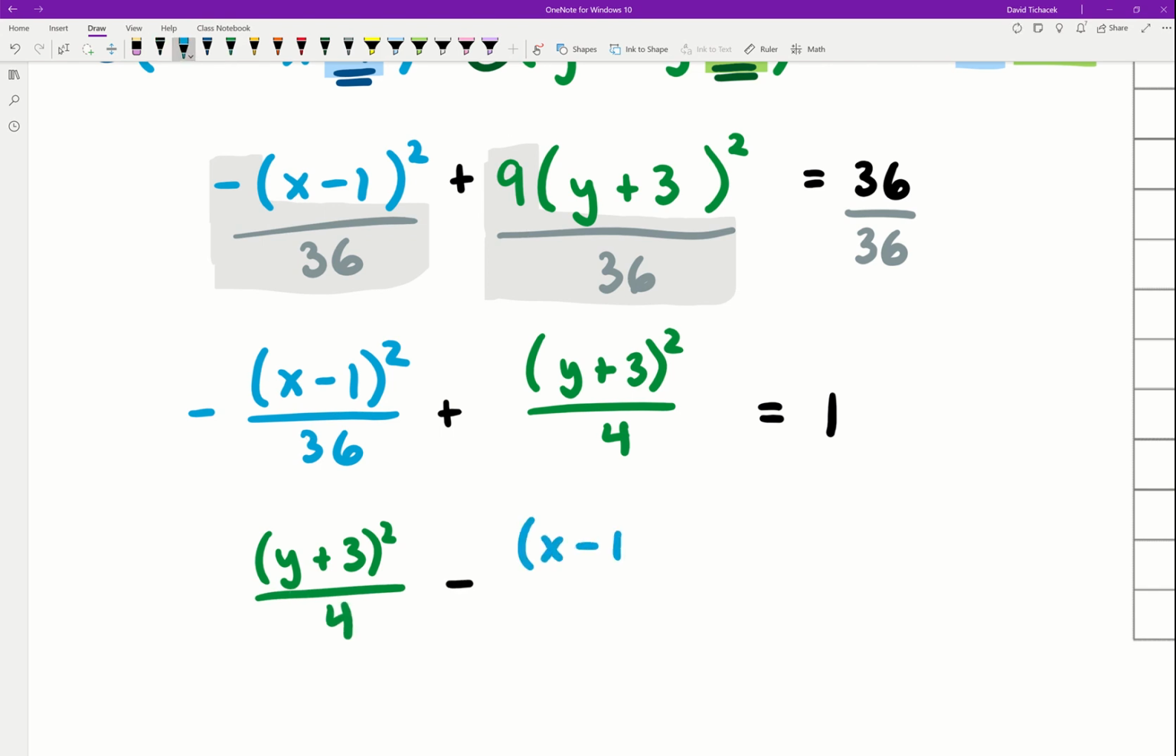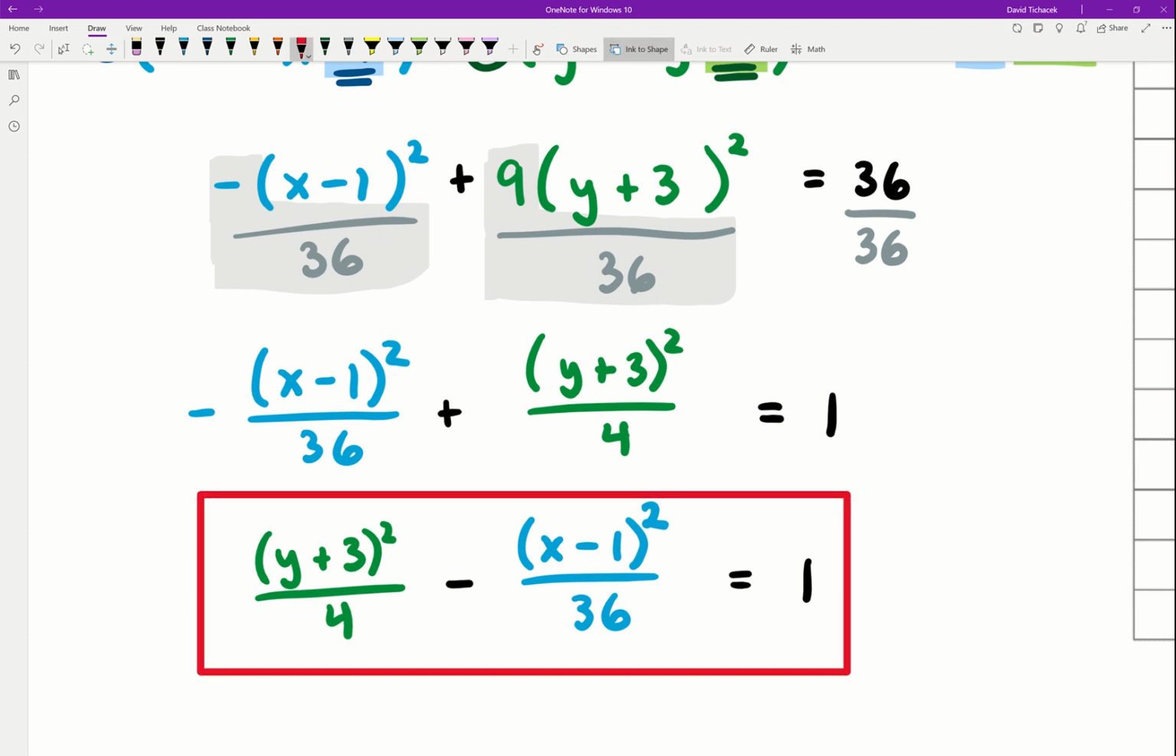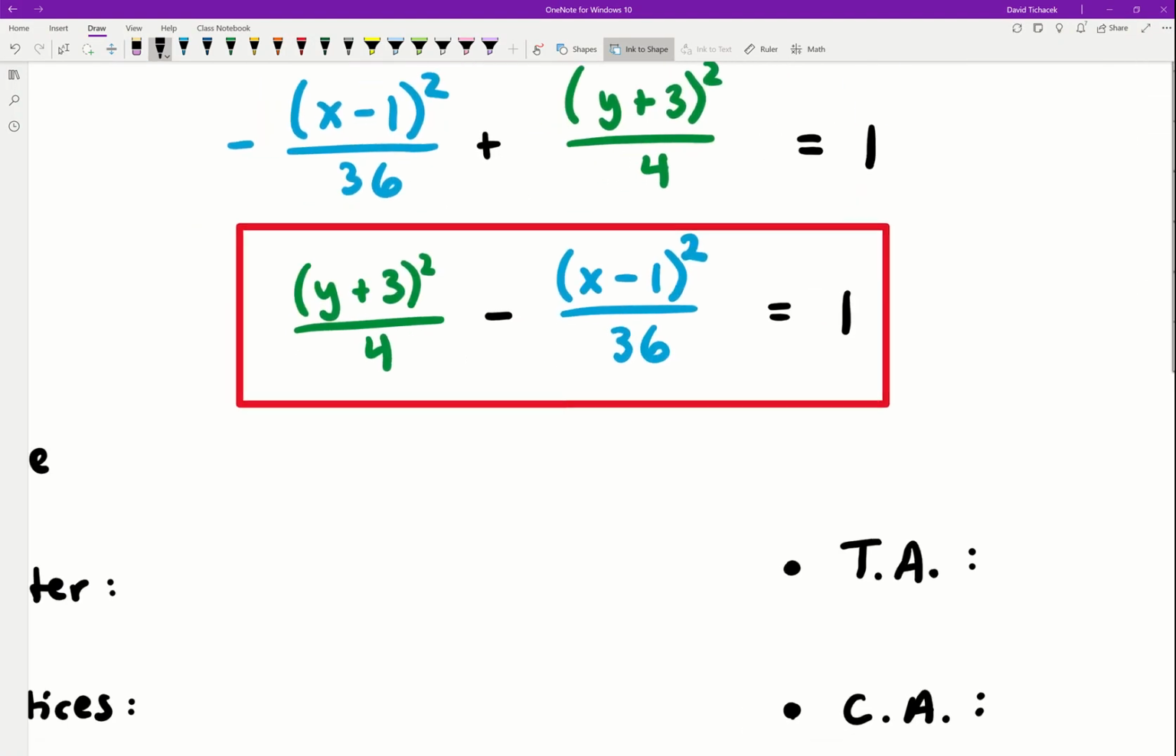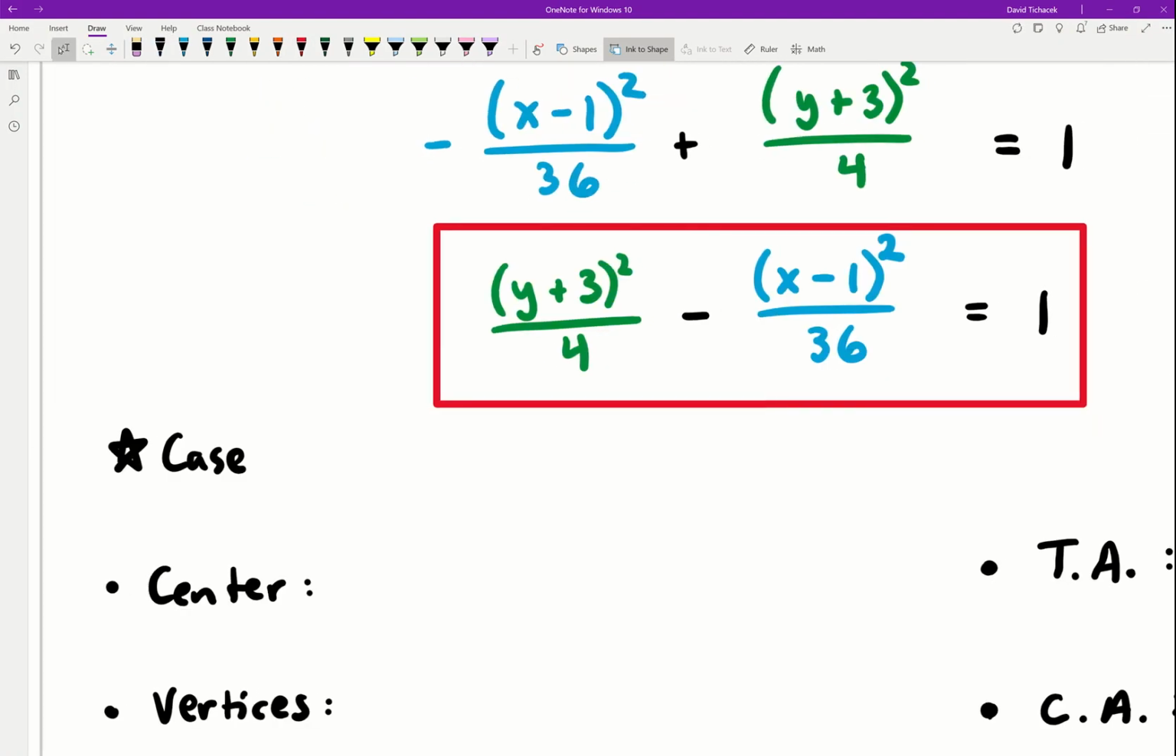And that's going to be (x - 1)² over 36, and that is equal to 1, okay? So we definitely now have it. This is going to be the standard form for our hyperbola, and it's using this form that we can now identify which case we have and how we're going to continue here. So I've already got some spaces down here for me to write that, okay?